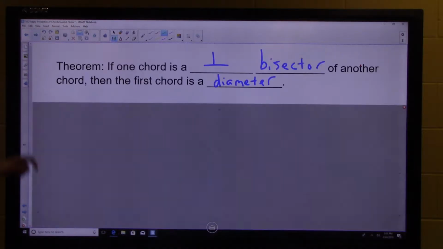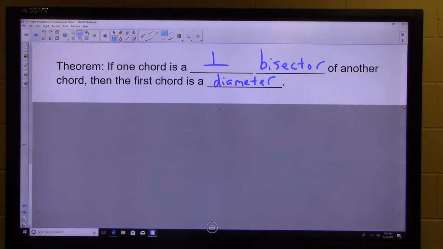Moving on. Here we go. Next theorem. Make sure you fill in the blanks here. I'll try to give you an illustration as to why it's true. If one chord is a perpendicular bisector of another chord, then the first chord is a diameter. It has to be a diameter.